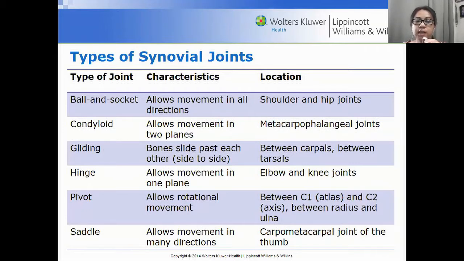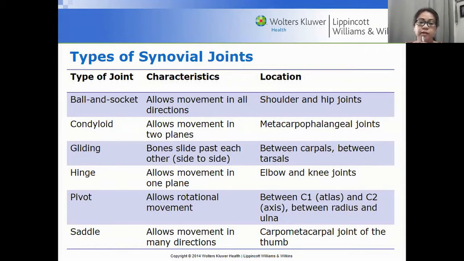So the type of joint here is what you call ball and socket. And the condyloid allows movement in two planes, such as the metacarpals or the phalanges in your hands. Gliding: bones slide past each other side to side, between the carpals or between the tarsals. The hinge allows movement in one plane. This is your elbow and the knee joint.